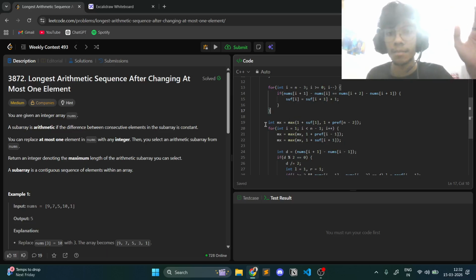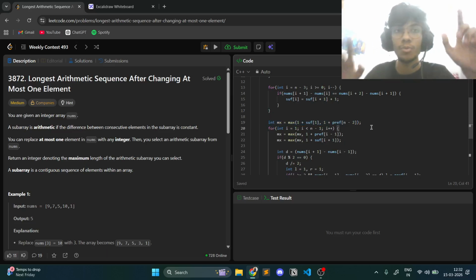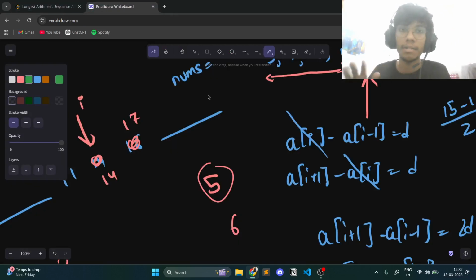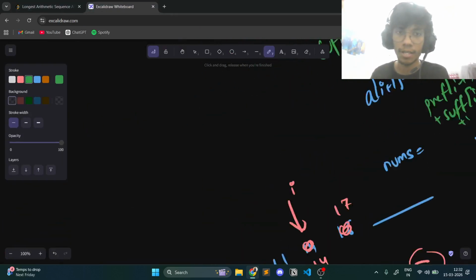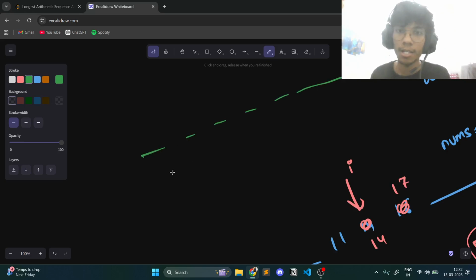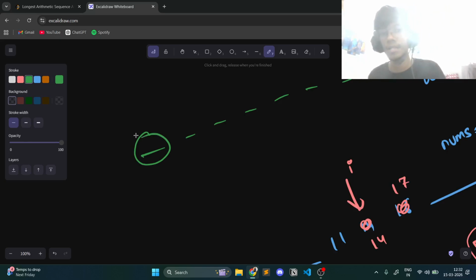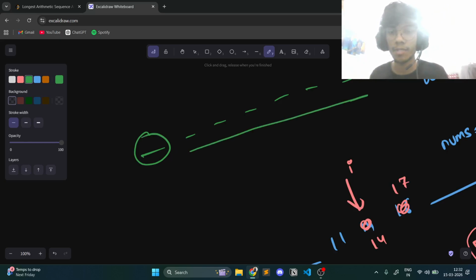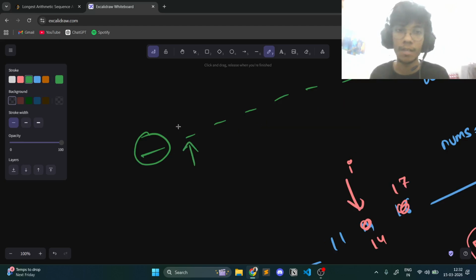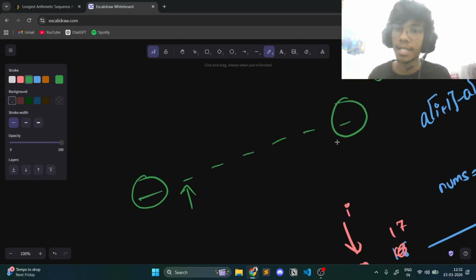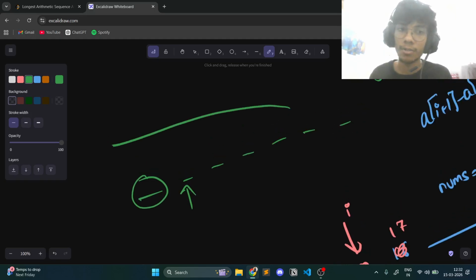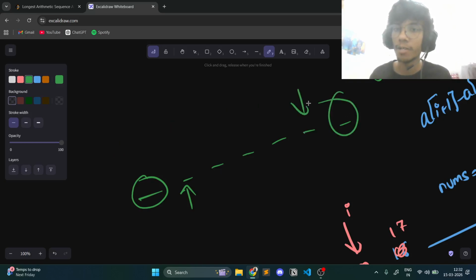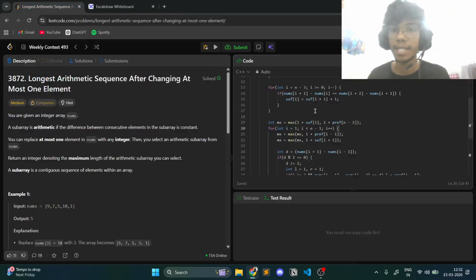Now I've handled the base cases over here. When I choose to change the first element or the last element, so if let's say my array was this thing, I can also choose this particular element and replace it, and then whatever was the answer for this particular case, suffix of i plus 1, we can add 1 to suffix of i plus 1. Similarly, if I choose to change this particular element, I can take the prefix of n minus 2 and add 1 to that. So these are my base cases.